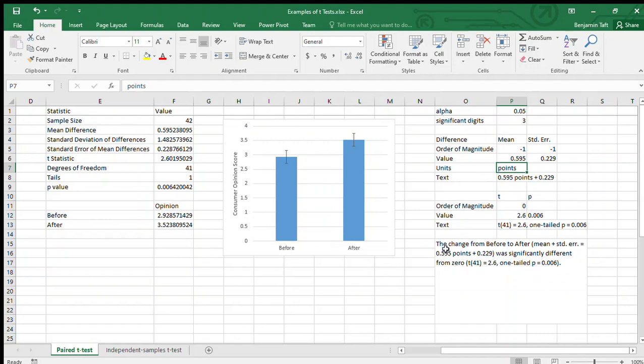So we can see the change from before to after was significantly different from 0. And it'll compute that for you, so you can copy that and paste it in your report. Maybe turn that into a subscript, and you'll be ready to go.